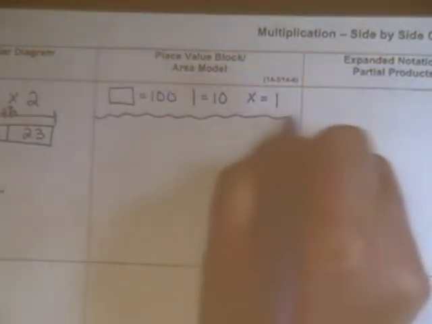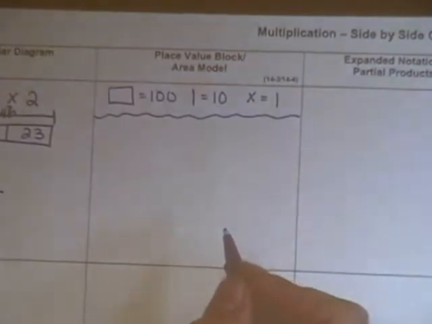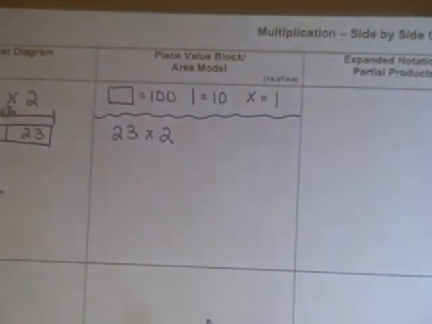The next strategy we're going to use is area model, and we're going to use drawings of our place value blocks. Again, the children have a lot of experience with place value blocks. We go over with them that a square equals 100, a rod equals 10, and an X or unit equals 1. That's just information they need to know to be able to use area model to solve multiplication. We're going to use our same problem, 23 times 2, to draw this out.